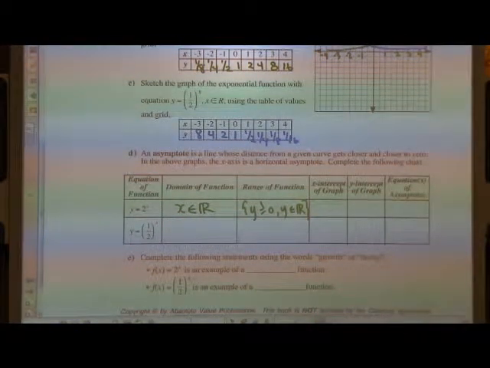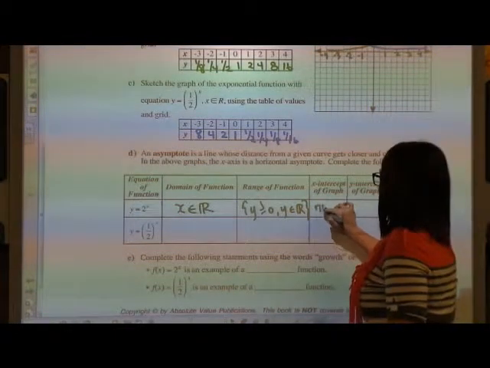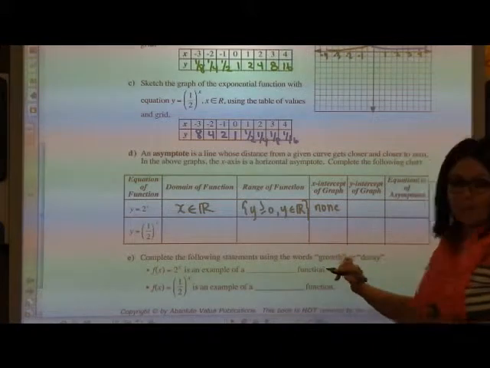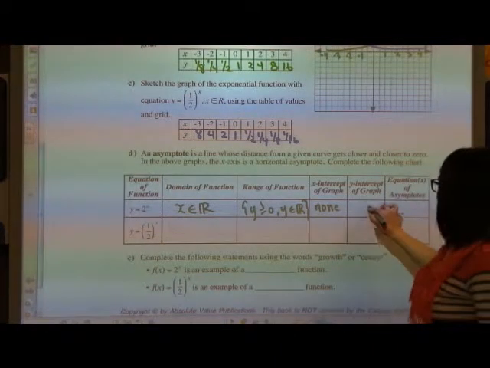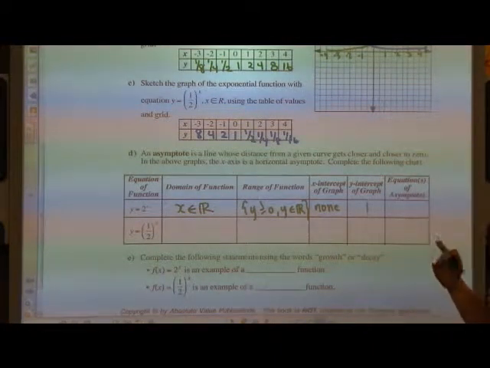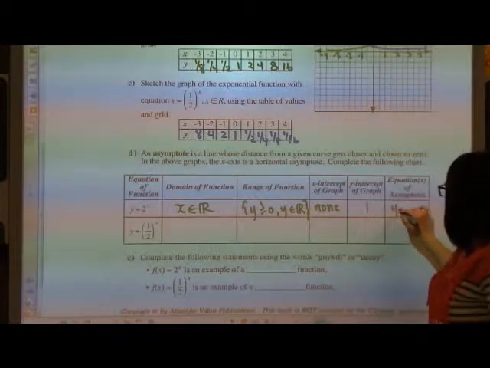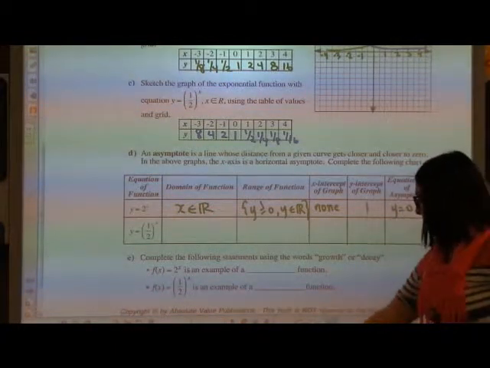The graph does not have an x-intercept because it doesn't cross the x-axis. The y-intercept is 1, and the asymptote is the x-axis, which is the equation y equals 0.